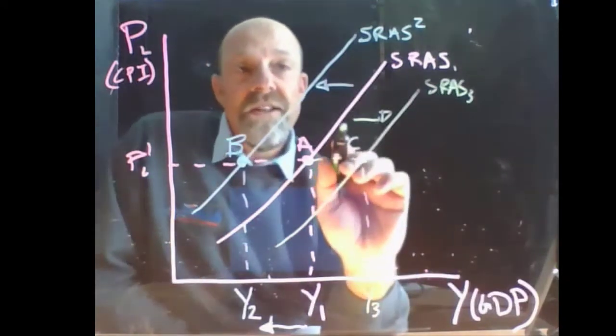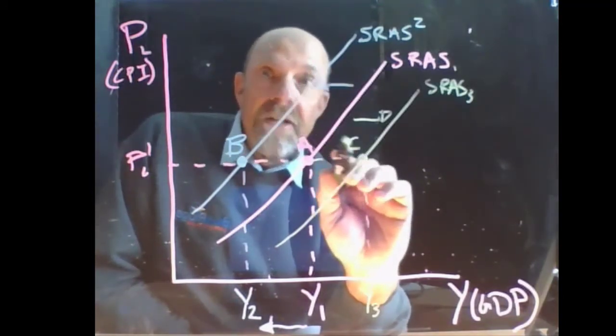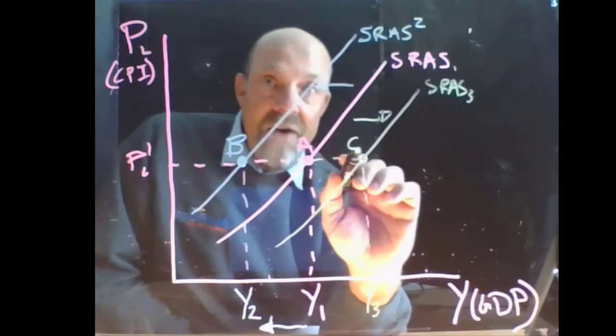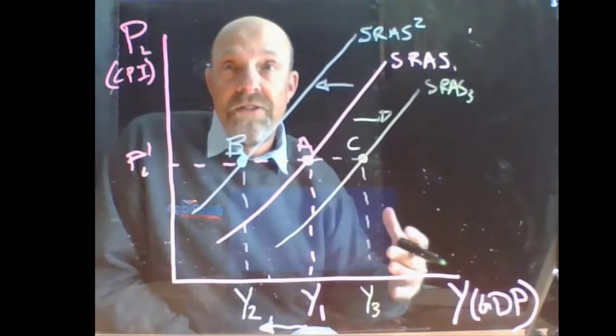And again, notice that it looks like the short-run aggregate supply curve is actually moving downward. So moving to the right or moving down. And the reason it's moving down is because it represents a lower cost of production.